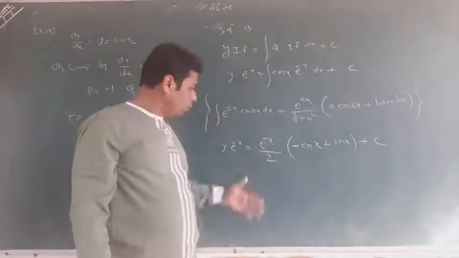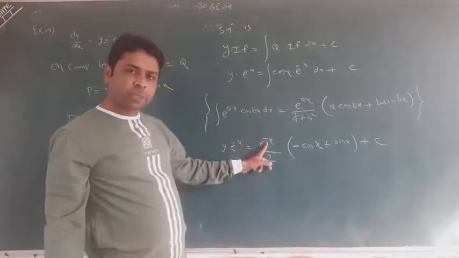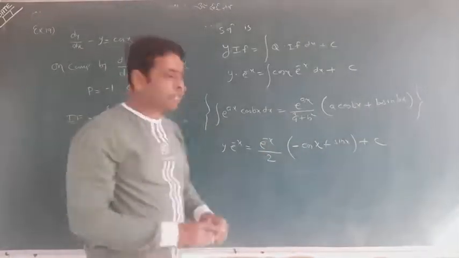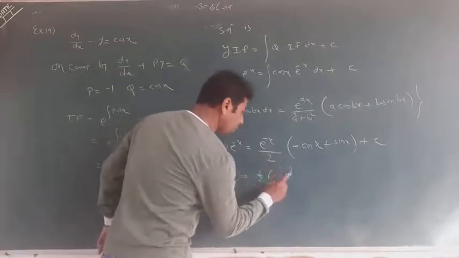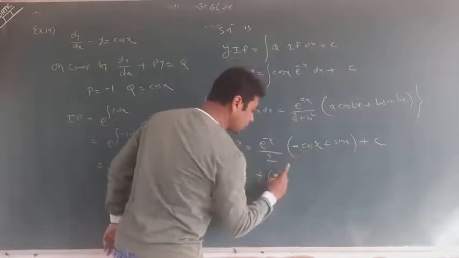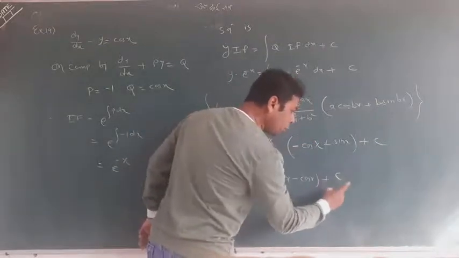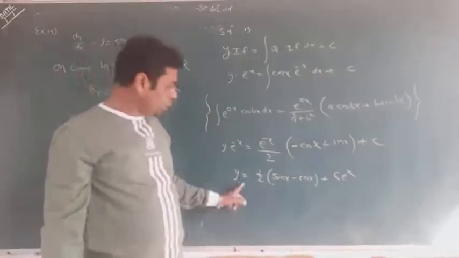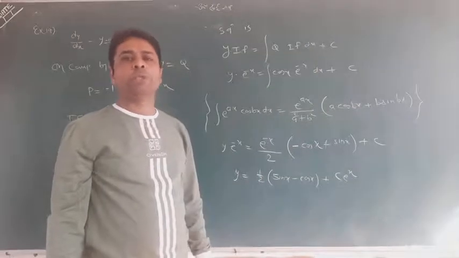Now you can modify it a little bit. E to the power minus x is here, and e to the power minus x is on the other side, so we divide everything by e to the power minus x. You will have only y, and 1 by 2 times sin x minus cos x, plus c upon e to the power minus x, meaning c e to the power x. By dividing the whole equation by e to the power minus x, you will have the solution of the differential equation.